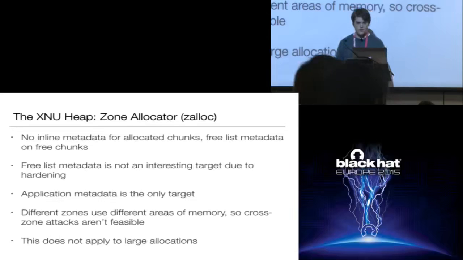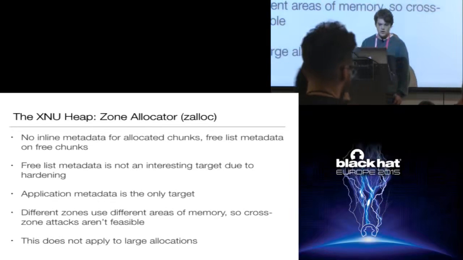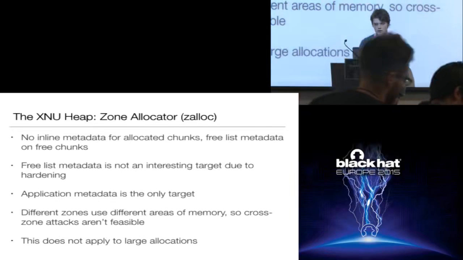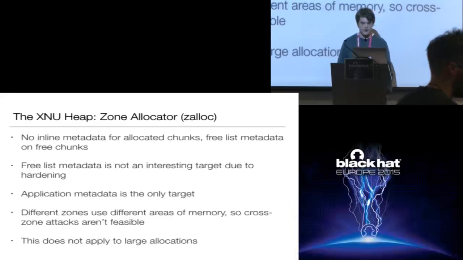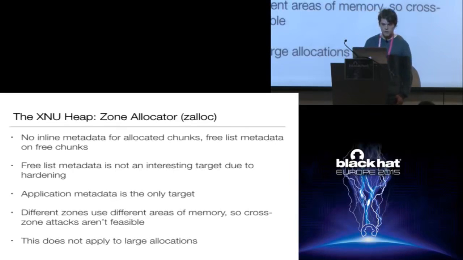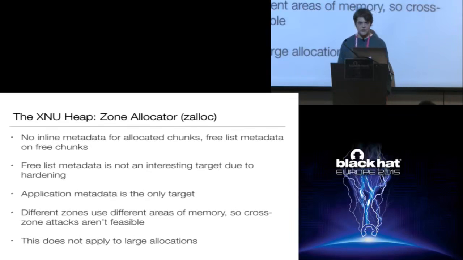But the free list metadata has been hardened since iOS 6. These days, allocation metadata is the most common target, and I say the only one because, after all, you can do pretty much everything by corrupting allocation metadata. Different zones use different areas of memory, so you can't do a heap buffer overflow in one zone and corrupt another zone. But this does not apply to large allocations. If you have an allocation larger than the page size, you can pretty easily get an adjacent allocation from another zone.